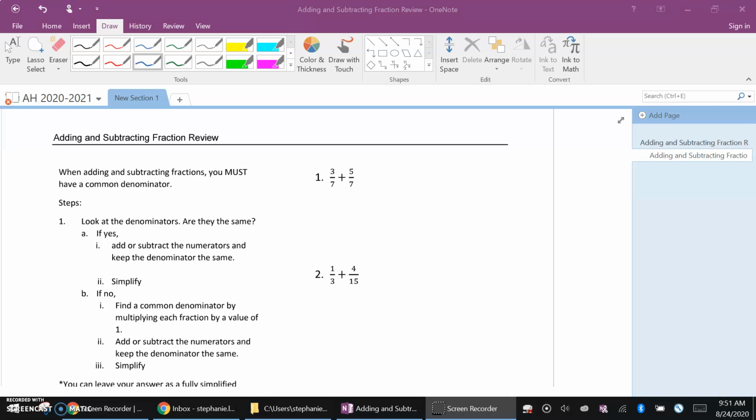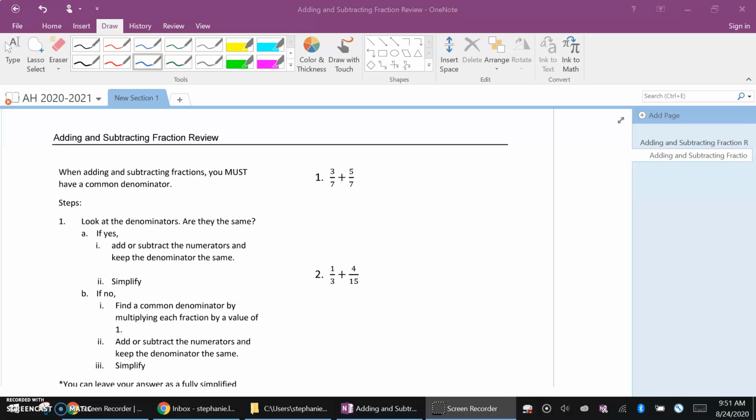So, when adding and subtracting fractions, you must have a common denominator. Remember that your numerator is the top and the denominator is the bottom. For the steps, we're going to look at the denominators and ask ourselves, are they the same? If yes, you're going to add or subtract the numerators and keep the denominator the same, and then simplify.